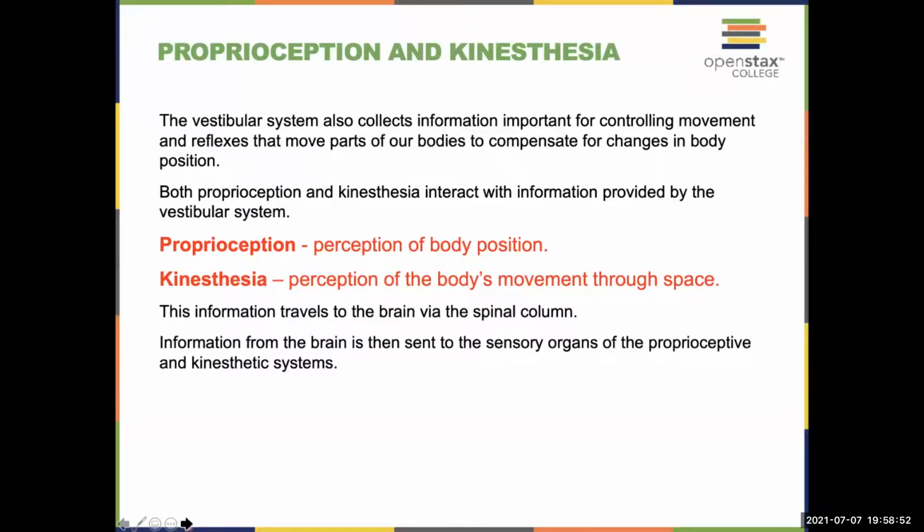All right. Well, the next thing we're going to talk about, connected to the vestibular system, is proprioception, which is the perception of your body's position, right? And then kinesthesia, which is the perception of your body's movement through space, right? The information for these travels to the brain through the spinal column. And then the information in the brain is sent to sensory organs of both of those systems, right? So that's what helps us respond, react, move, and know where we are.